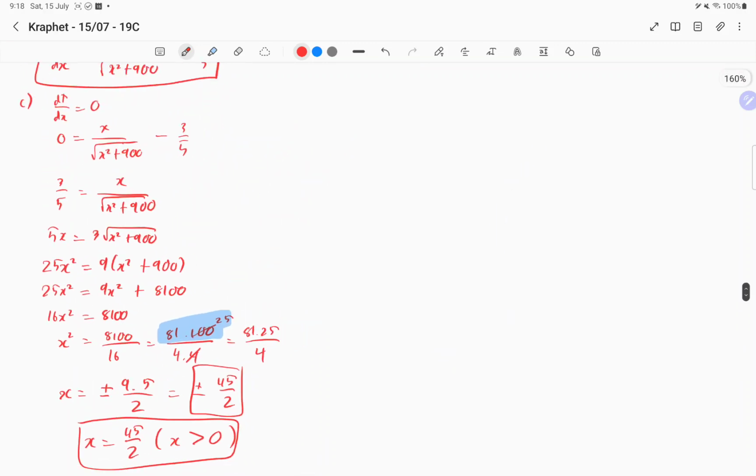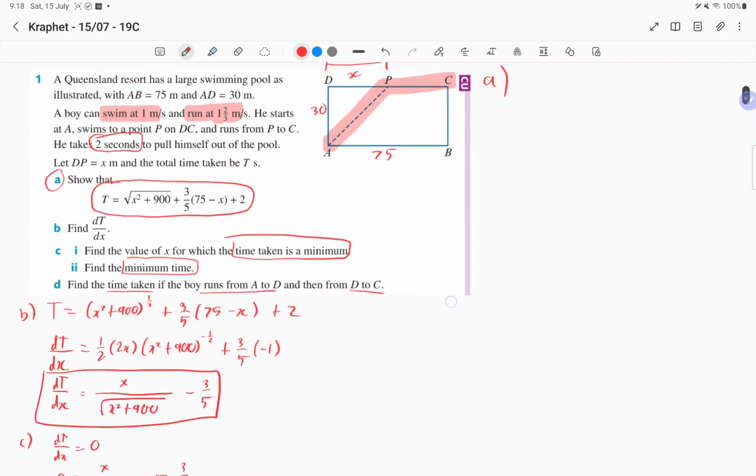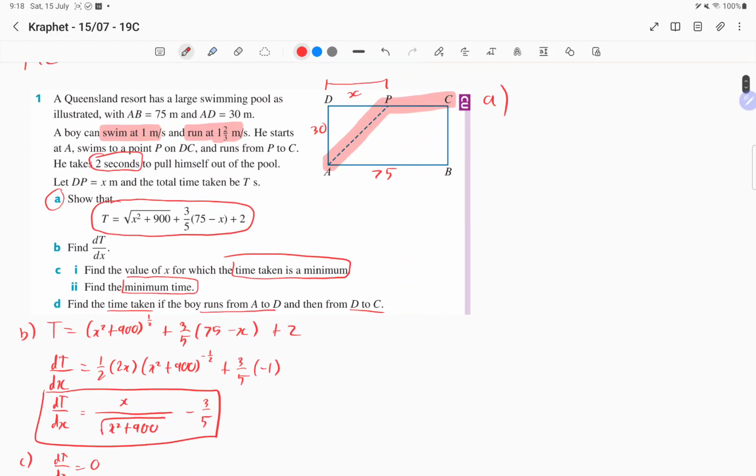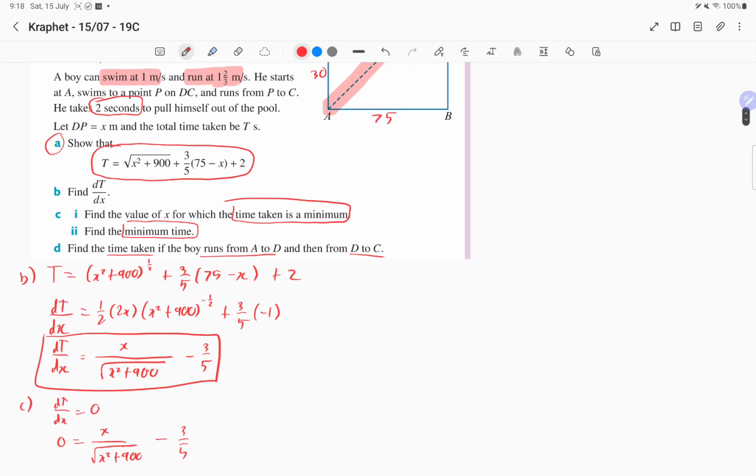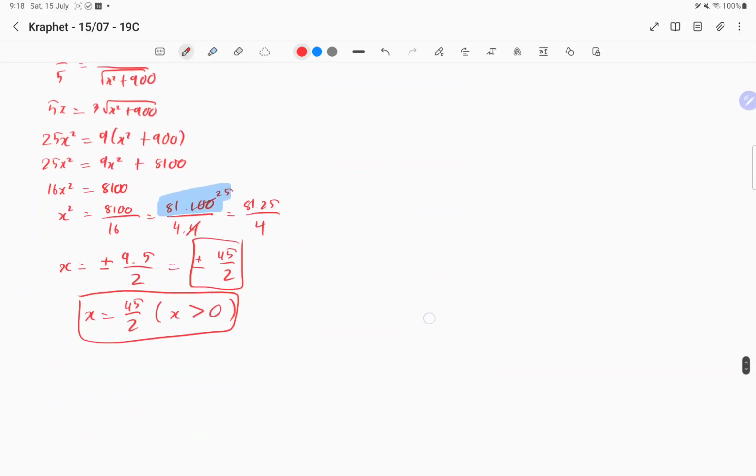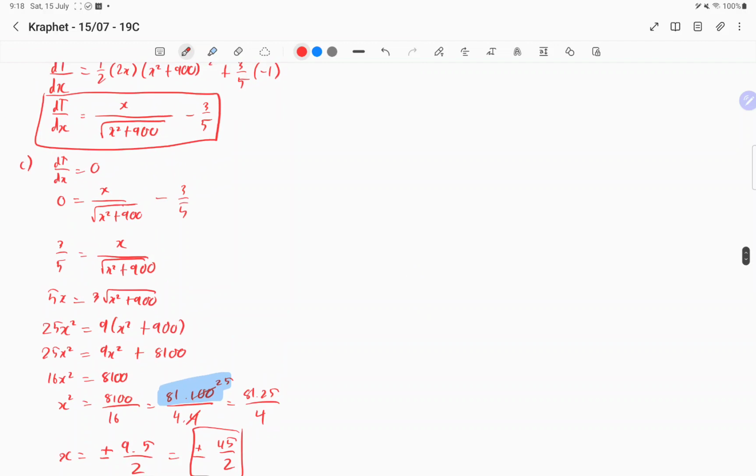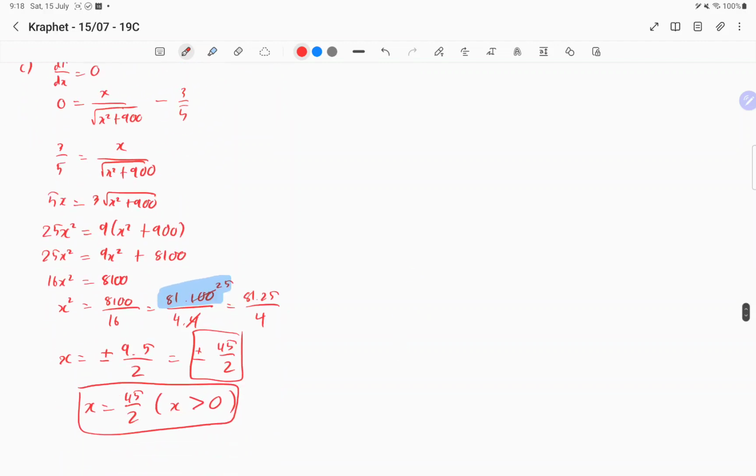Now, how do we know whether this is going to be a local maximum, or local minimum? I think we can assume that it's a local minimum, because there's only one stationary point, and they're asking for the value of x for which the time taken is a minimum. If you want to test it, you can still test it with the second derivative, but in this case, I'm just going to assume that it's a minimum. Another way to test it is to test the value before and after. If you want to test this, I would test the nature.